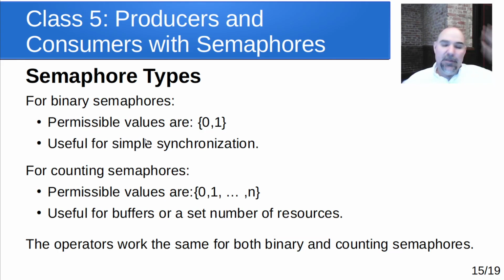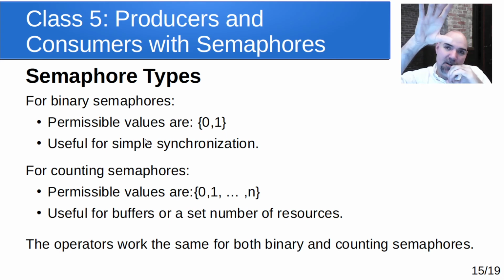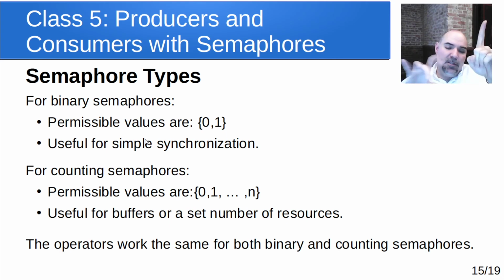Now, to implement the semaphore types, basically we have binary semaphores. Their range of values are just 0 and 1. In other words, there's only one thing available. We call P, it goes to 0. We call V, it goes back to 1 or gives it to whoever is waiting. With counting semaphores, you can have 0 through n, so some number of values that are permissible. And that's useful for buffers with some set number of resources.